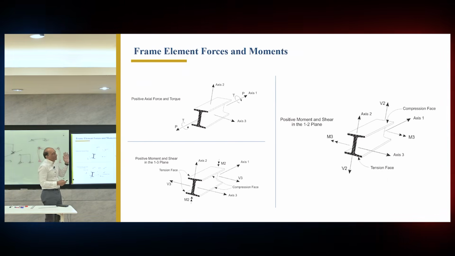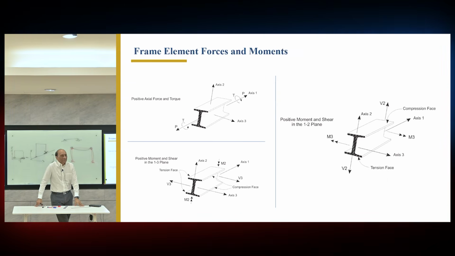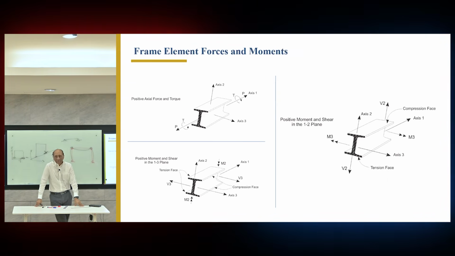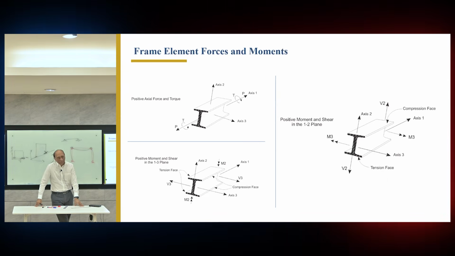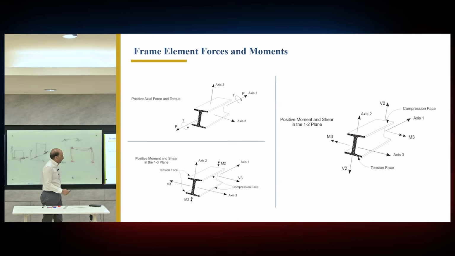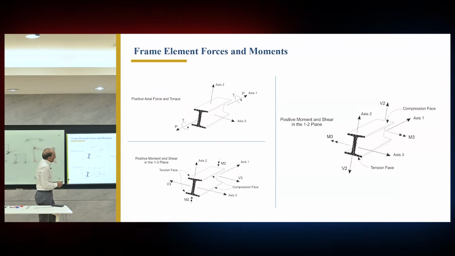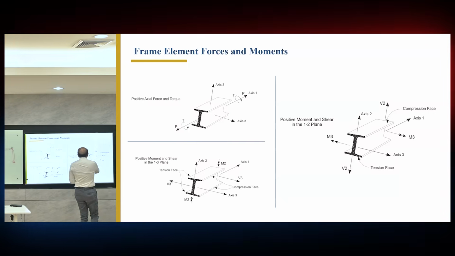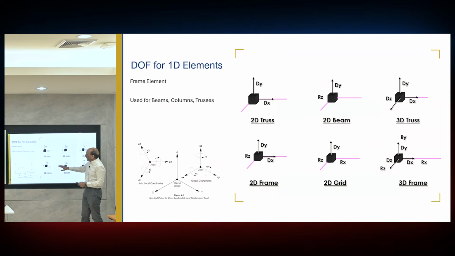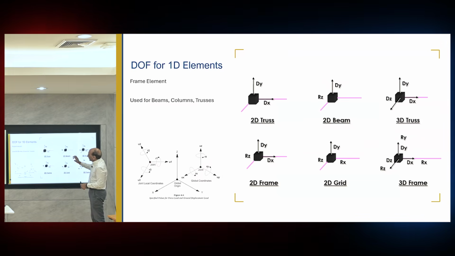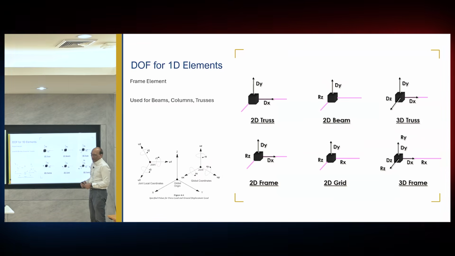Forces and moments are always reported on the local axis, not the global axis. So you will always get the member results of an analysis on the local axis: local M2, M3, V2, V3, and so on. And so you should know where they are. Normally for beams, we worry about M3 and V2 in ETABS, and torsion. Now, these are the various combinations of degrees of freedom for various applications.